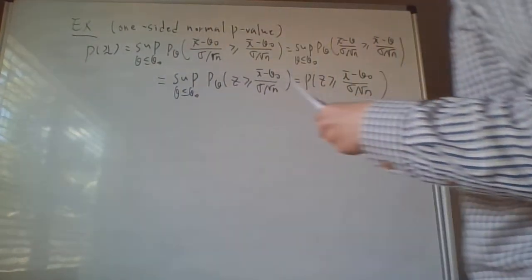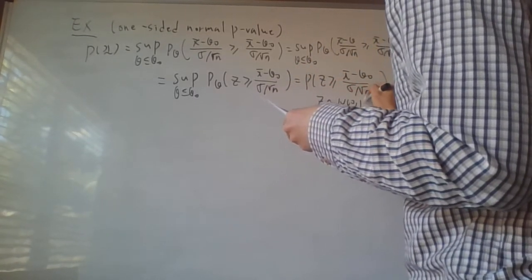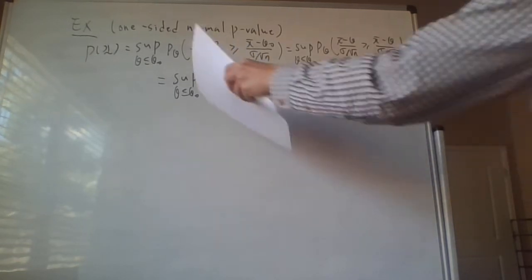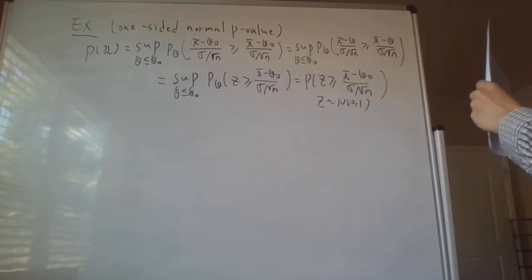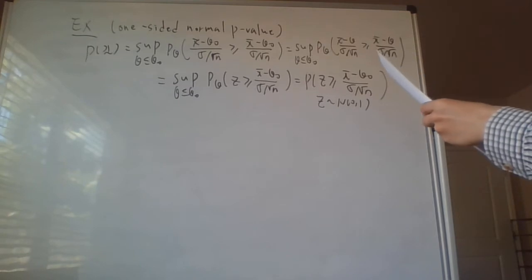We have Z as the standard normal, because we already showed that the supremum is achieved at theta 0. So the p-value is the probability that Z is greater or equal to x bar minus theta 0 divided by sigma divided by square root n.